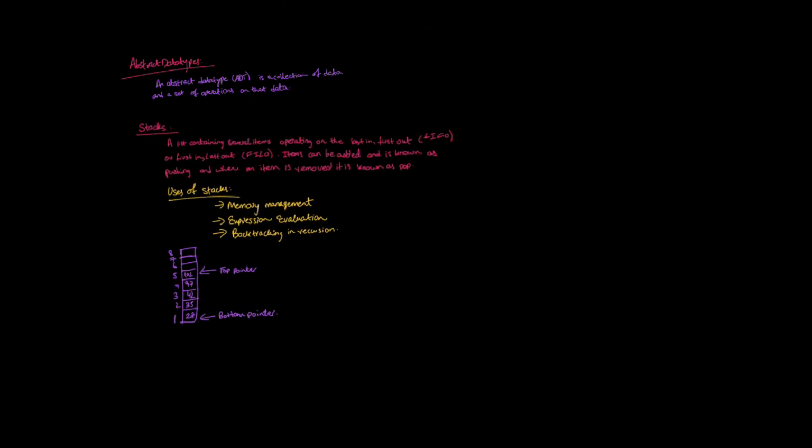So let's go over what a stack is. It's a list containing several items operating on the last in first out principle, or the first in last out principle. Adding an item is known as pushing it onto the stack, and when an item is removed, it is known as popping it. A stack is used for memory management, expression evaluation, and backtracking in recursion.